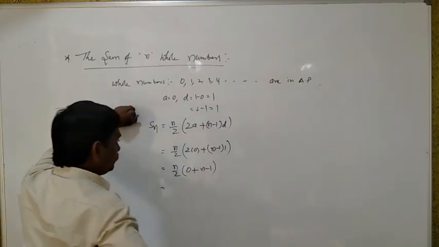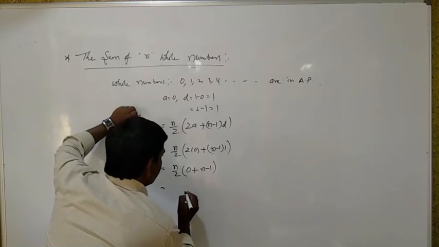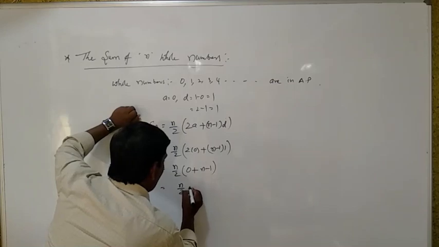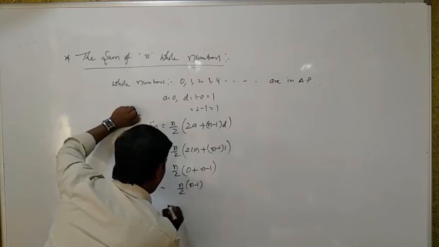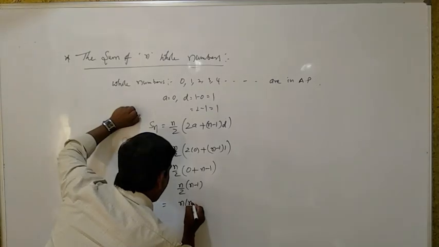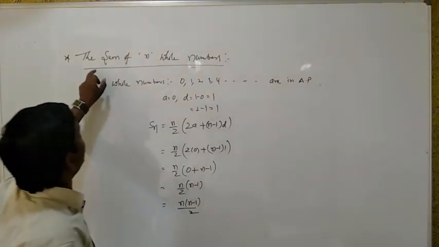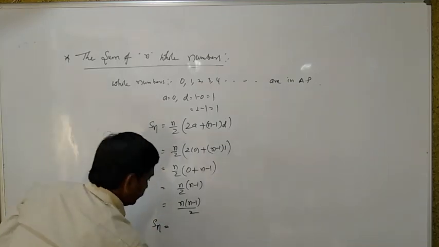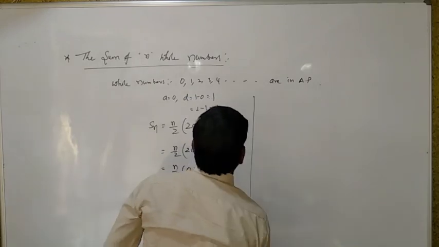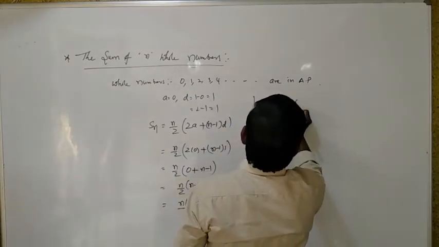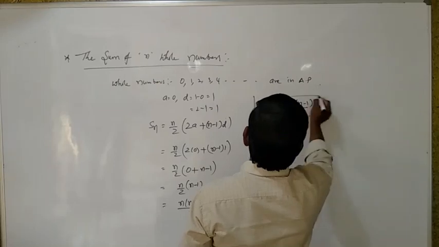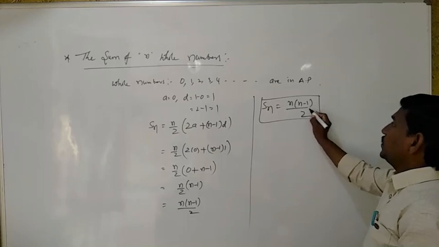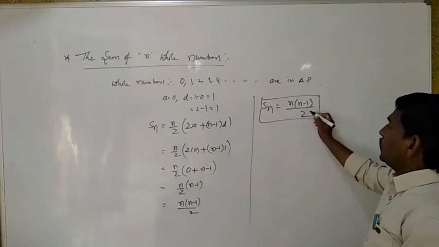So n by 2 into n minus 1. We can write this as n into n minus 1 by 2. So the sum of n whole numbers, Sn, equal to n into n minus 1 by 2.